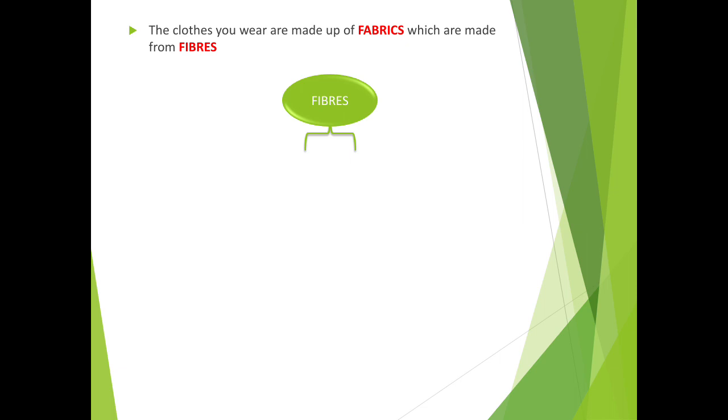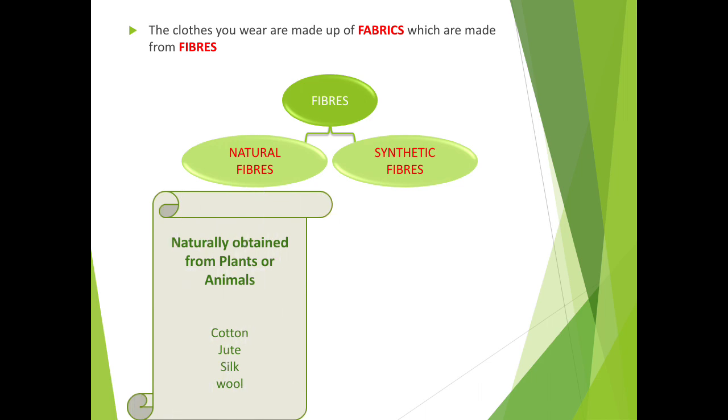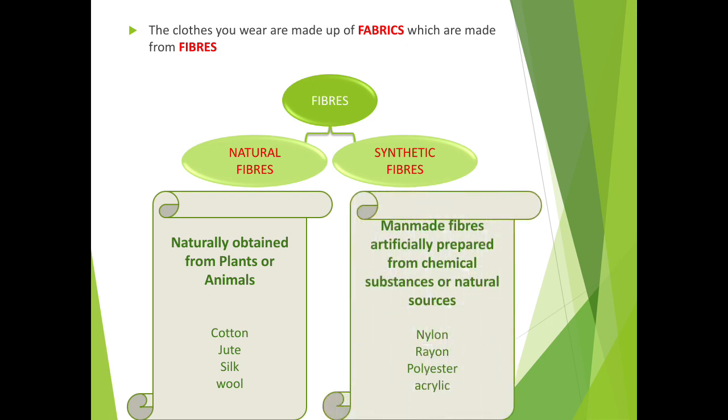Basically, the fibers are classified into two. One is natural fiber and the other is synthetic fibers. What are natural fibers? They are naturally obtained from plants or animals. And some of the examples are cotton, jute, silk, wool, etc. Then, what are synthetic fibers? Yes, they are not naturally obtained, but they are man-made. The man-made fibers that are artificially prepared from chemical substances or natural sources other than plants or animals are known as synthetic fibers. And some of the examples are nylon, rayon, polyester, acrylic, etc.